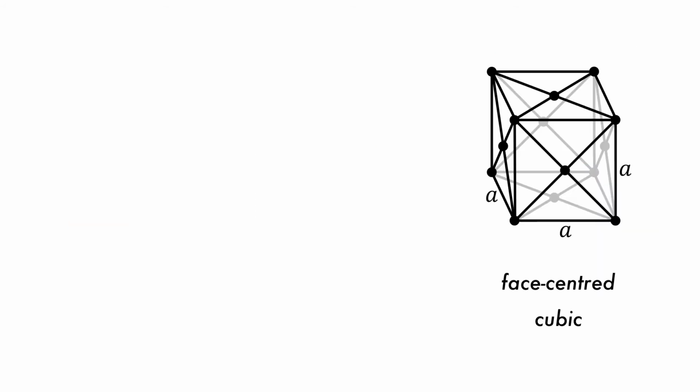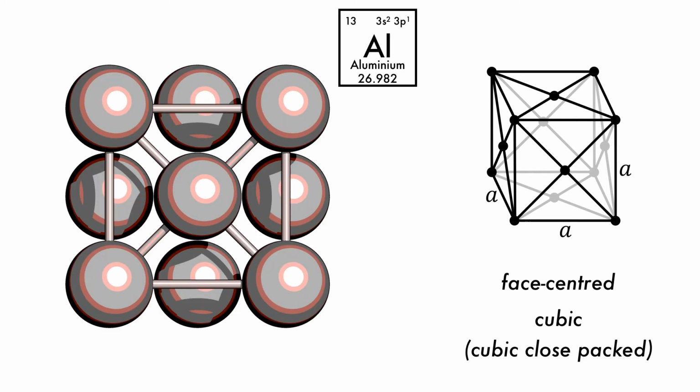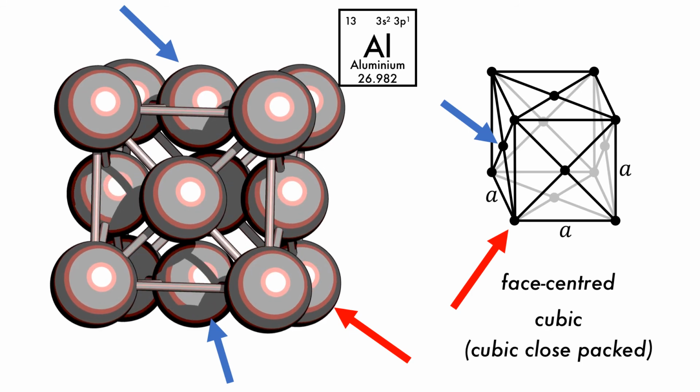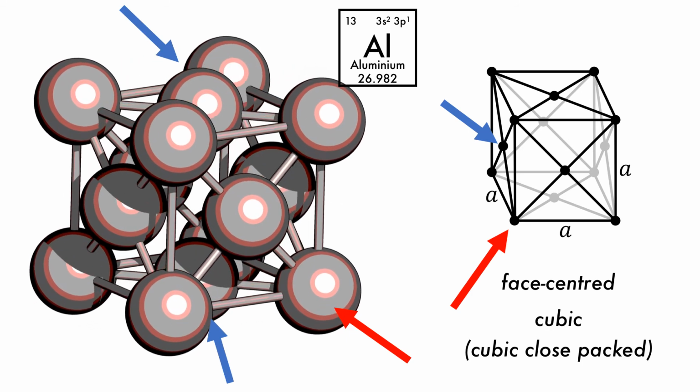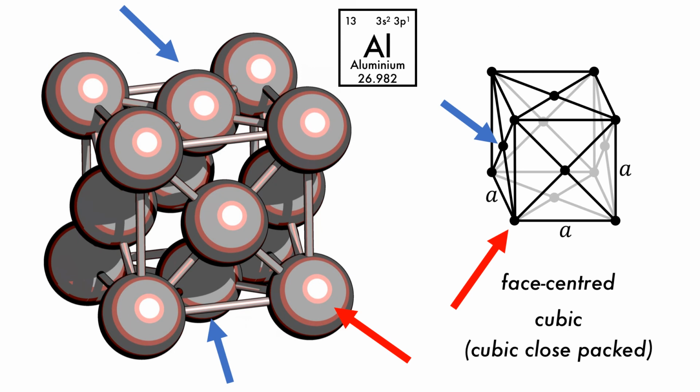The next class of crystal that we will discuss is the FCC, or face-centered cubic structure, sometimes called cubic close-packed. FCC crystals include aluminium and calcium, among others. They are typified by having particles in each corner and on each face. The 8 corner particles contribute 1 particle, and the 6 half particles on the faces contribute another 3 particles for a total of 4 particles in the unit cell.